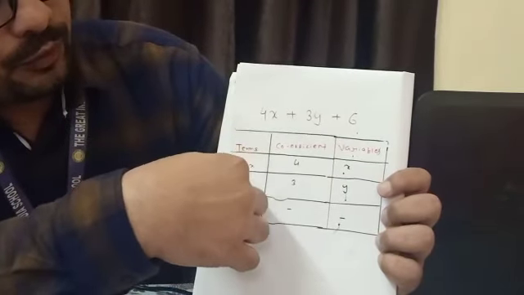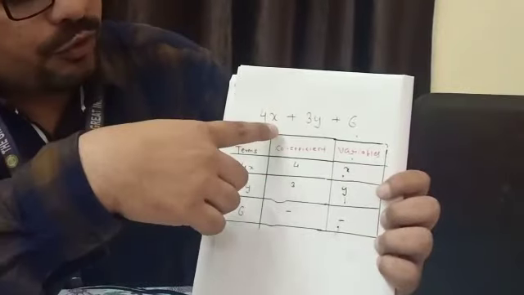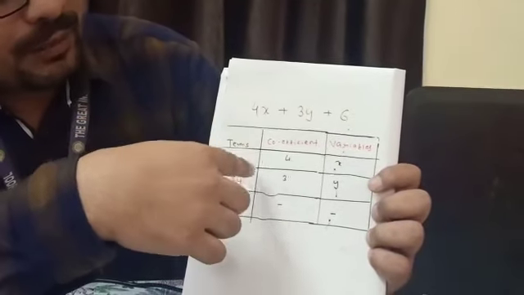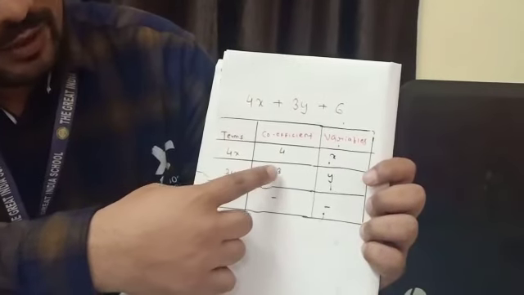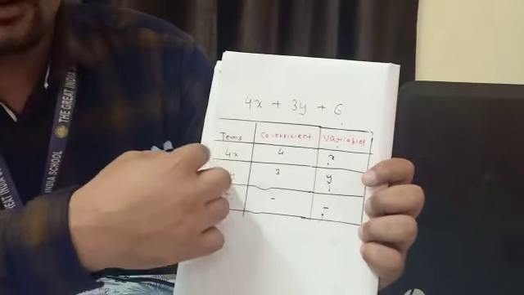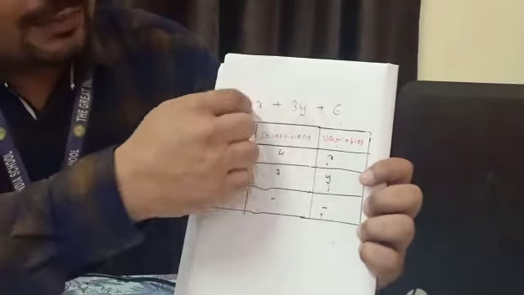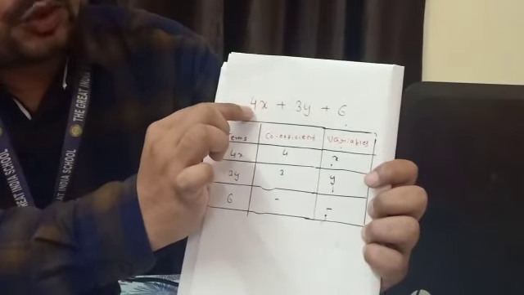In the first term 4x, what is the coefficient? As I have already discussed with you, the coefficient is always the multiplier of the variable. So what is the multiplier of the x variable? 4. What is the multiplier of the y variable? 3. So coefficients are nothing but the multipliers of the variables. This is an algebraic expression consisting of 3 terms, and every term has a variable and a coefficient.